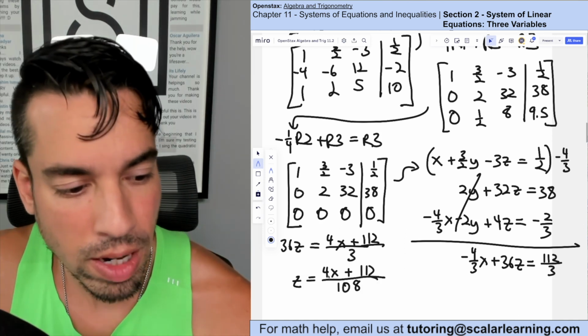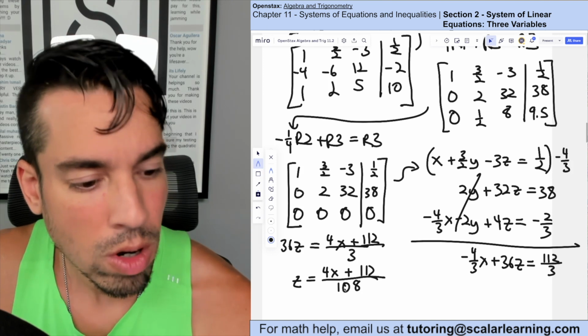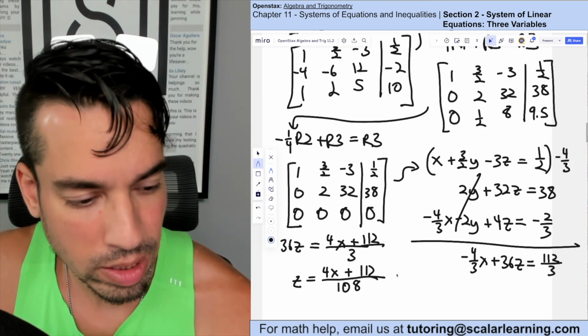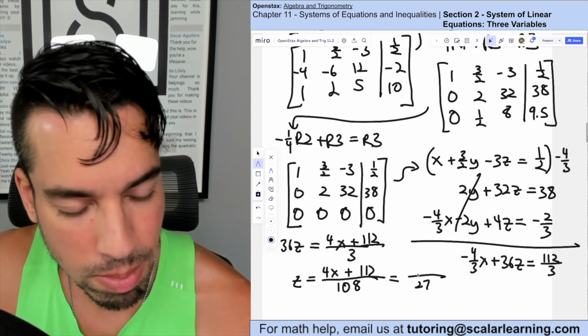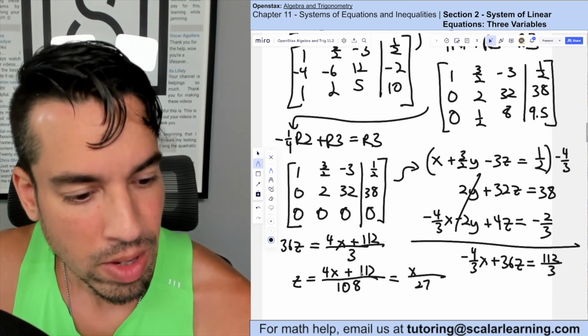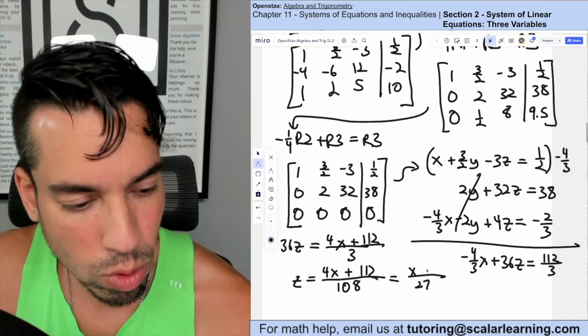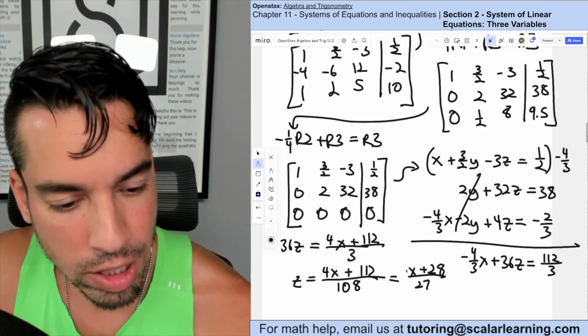And now we can simplify this, right? We can divide everything by 4. 108 divided by 4 is 27. And on top, we're going to have 4 divided by 4, which is 1x. And then we have 112 divided by 4, which is 28. So here is my z value.